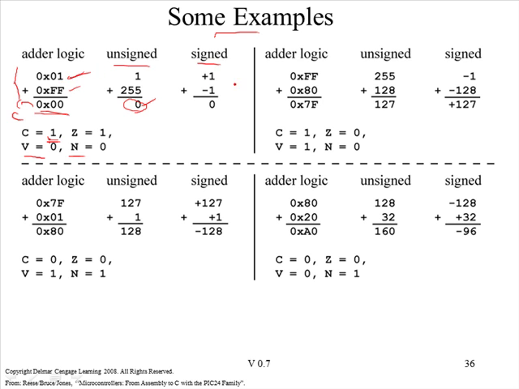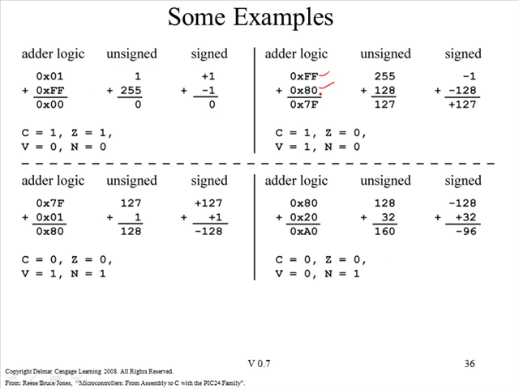As signed numbers, that's going to be a positive 1. This is a negative 1, and I got the correct result. And in fact, I added a positive plus a negative. I cannot get overflow in that case. So the V flag is a 0, and this is a positive number. The N flag is a 0. So here's an example where I've added two numbers under one interpretation. Under the unsigned interpretation, I got overflow, while if I interpret them as signed numbers, I did not get overflow.